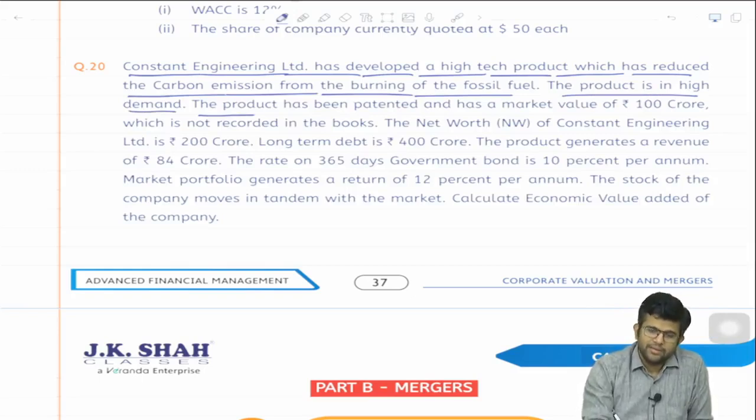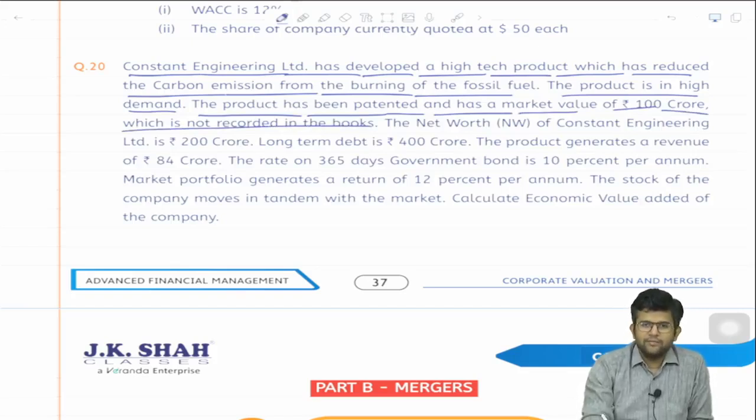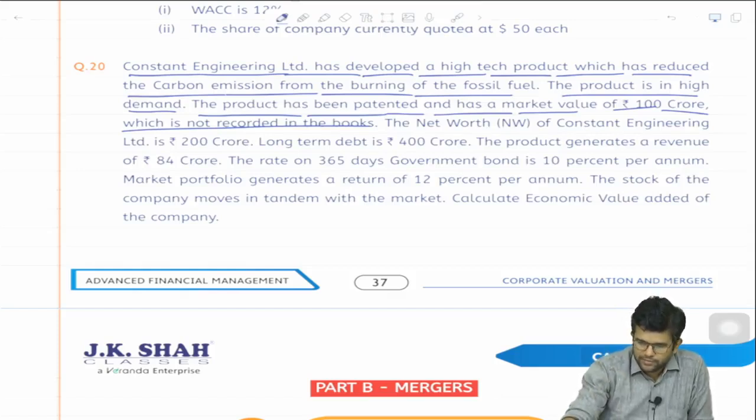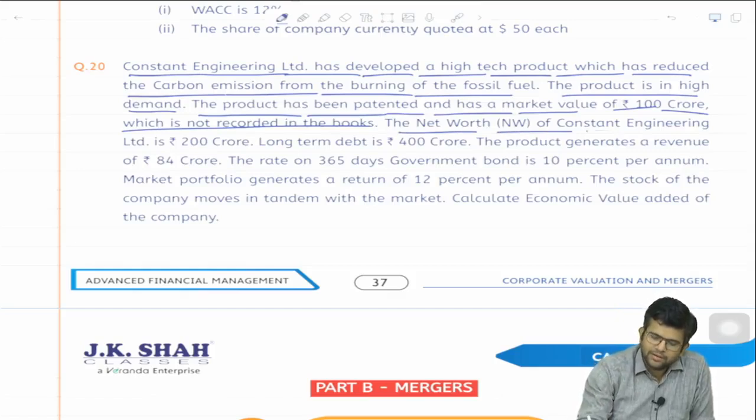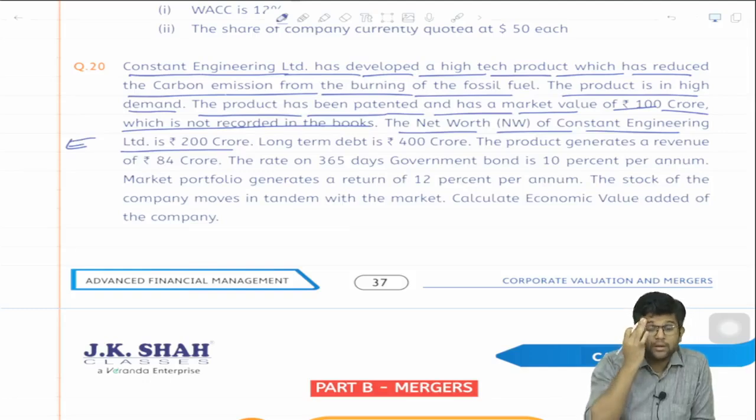Okay. The product has been patented and has a market value of 100 crore, which has not been recorded in the books. You understood why in my sequence this question came after the 8th question immediately. It's the same kind of question. The net worth of Constant Engineering is 200 crore. Wait students, this is like the equity component. This is including reserves. Net worth is ESC plus reserves, everything included.